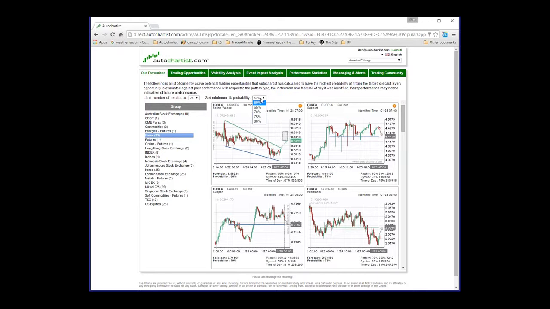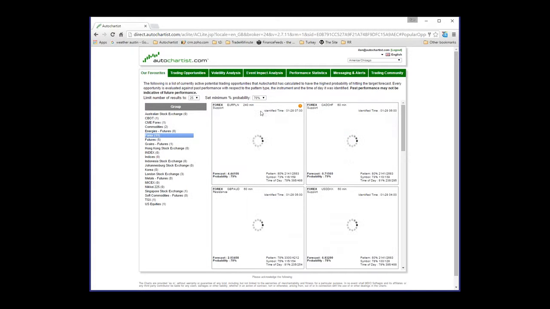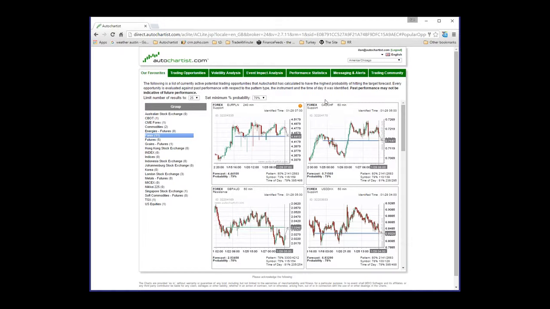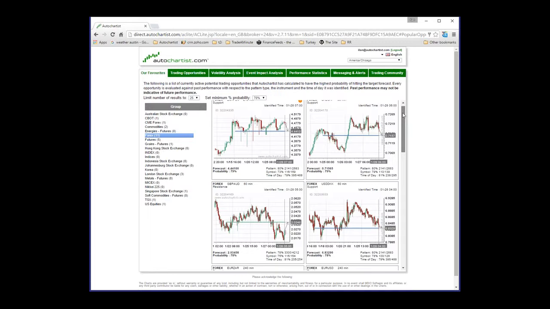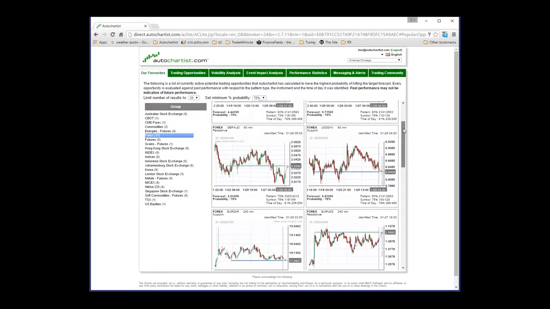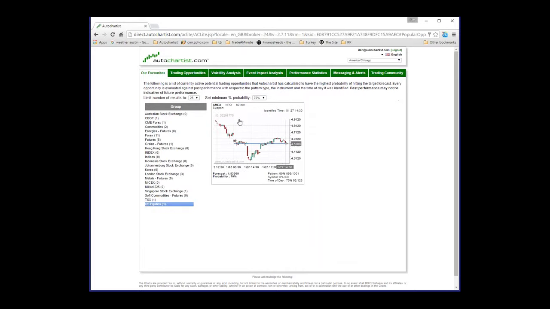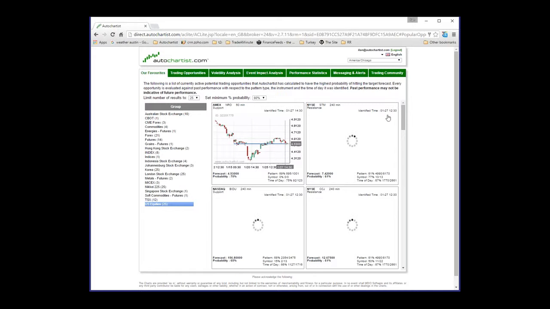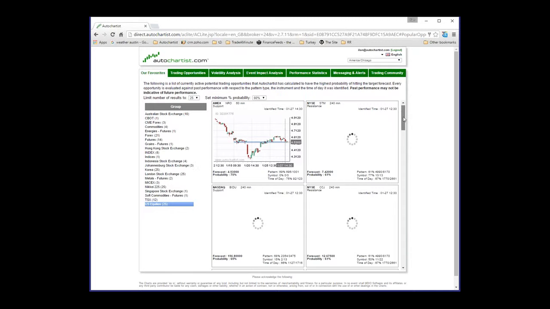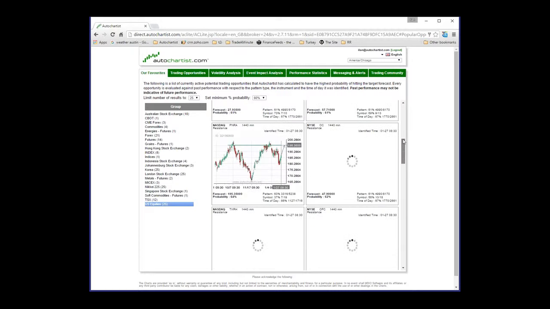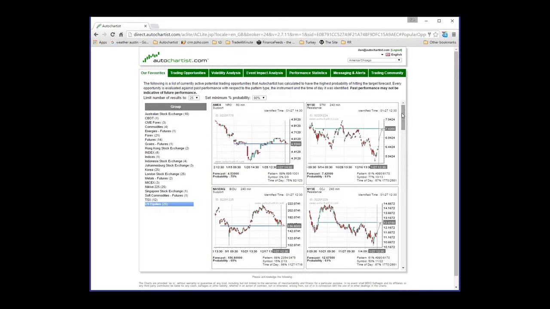So if I'm a Forex trader and I click, I want to see opportunities with a 70% or more chance of hitting a target region, here they are, right here, 70% or more probability of hitting the target region. If I'm trading US equities, one opportunity. Let's see what happens if I change that to 60%. Okay, 60% or more chance of hitting the target region. I should get a whole bunch more opportunities over here for myself.